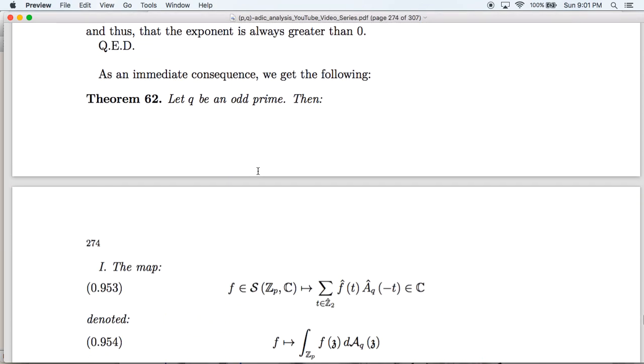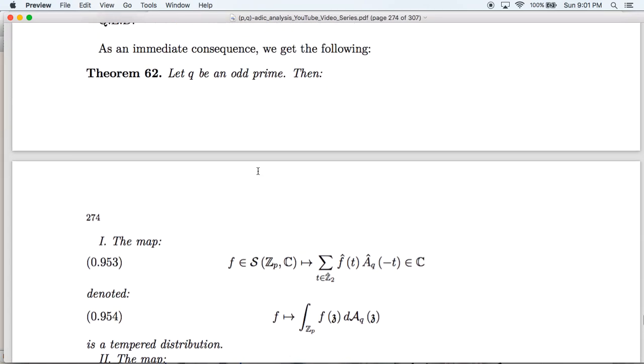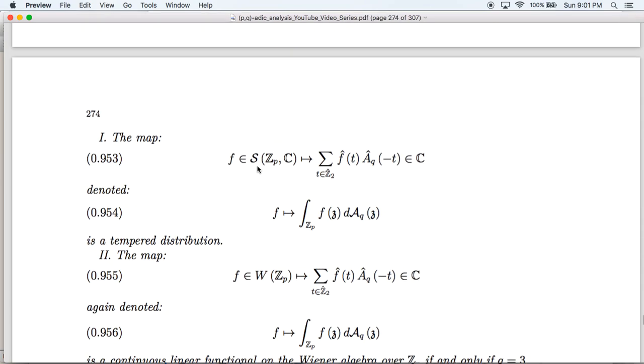And so what we're going to do is characterize the various measures we can get. In particular, let q be an odd prime. Then consider the map which sends a Schwartz-Bruhat function, so a complex valued locally constant function on Z_2, f, to the sum of f hat of t times A_q hat of t. We denote this map by this.